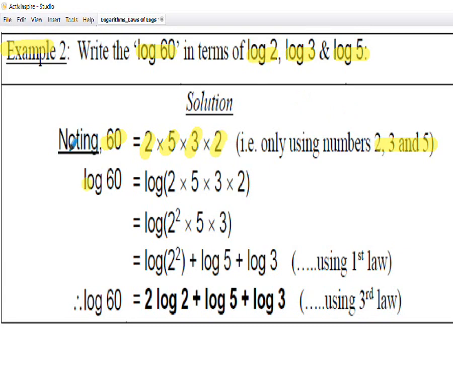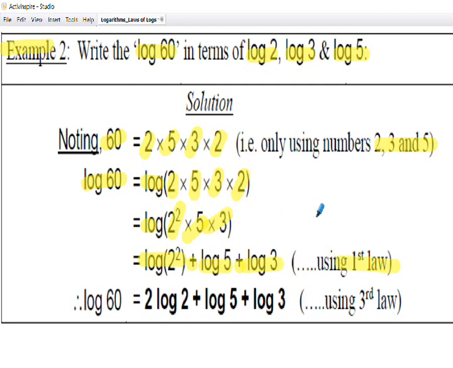So I could write log of 60 then as log of 2 times 5 times 3 times 2. Tidying that up, I can actually bring the two 2's together because 2 squared now is 2 times 2, and then times by my 5 times by my 3. So I've got the log of 2 squared times 5 times 3. On the next line, I'm simply writing the individual log terms. So log of 2 squared plus log of 5 plus log of 3.